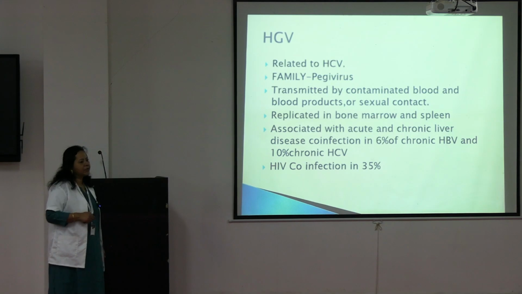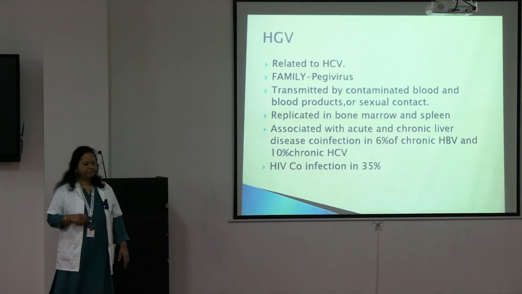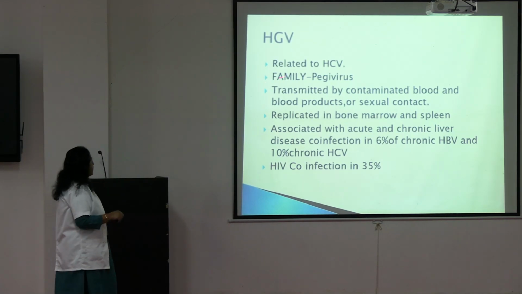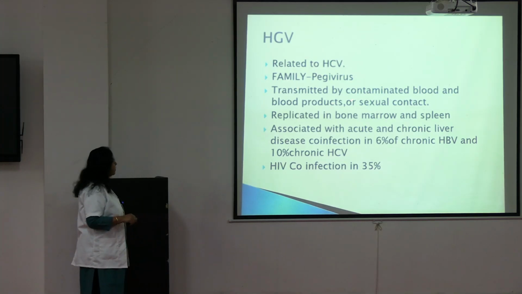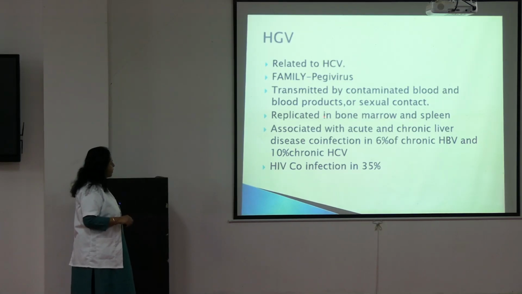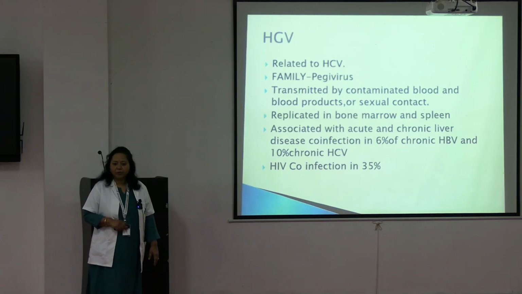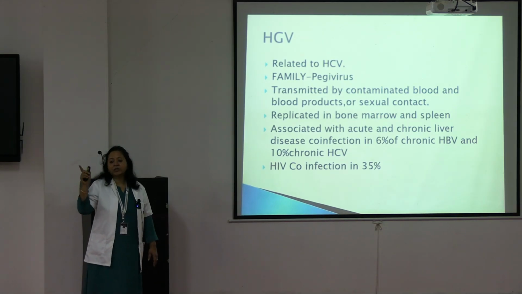Now we have another virus which is HGV. ठीक है? Family is Pegivirus. Transmitted by contaminated blood and blood products or sexual contact. This is also blood and blood products. Replicated in the bone marrow and spleen. So this can be a question for you. PG question, MCQ question.